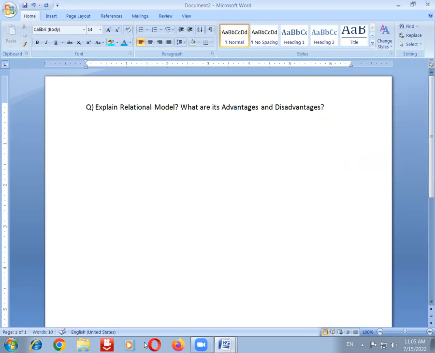The relational model was introduced in the year 1970 by E.F. Codd. In the relational model, all the data is maintained in the form of tables.